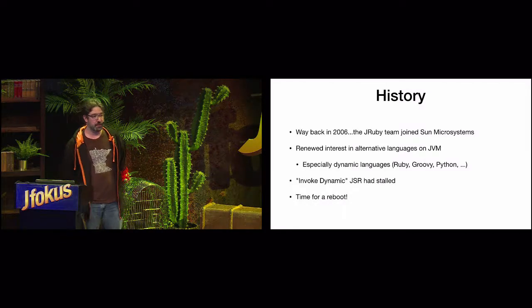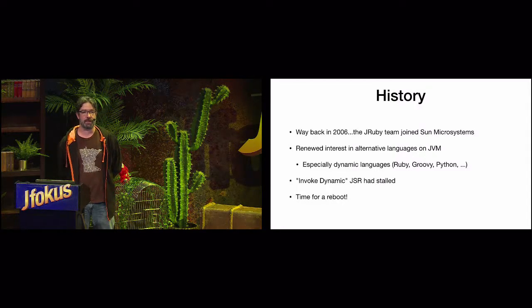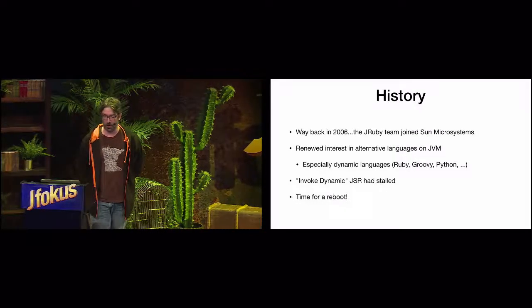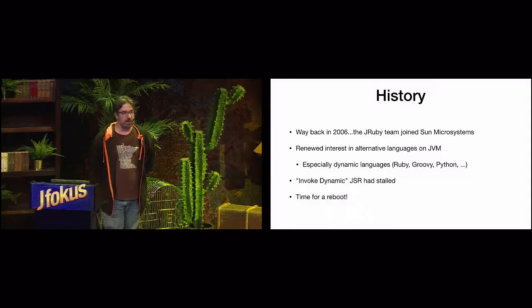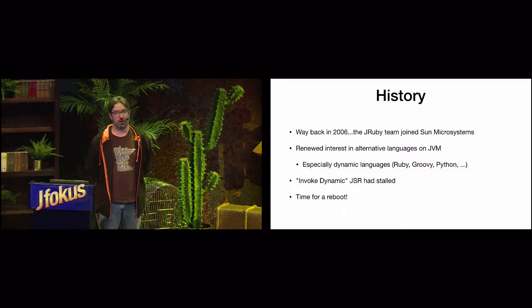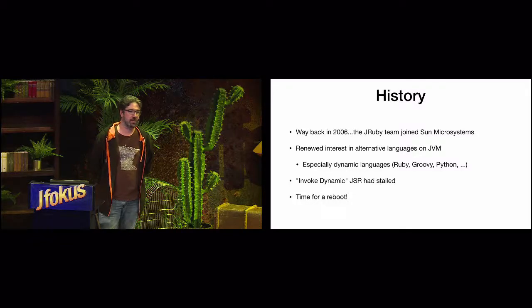First time anyone other than the main Ruby implementation had done that. That sparked a lot of interest at Sun Microsystems, and maybe we can make this language be a polyglot VM. Maybe we can bring more than just Java to the platform and support them well. Also around this time, there was a JSR called the Invoke Dynamic JSR, JSR 292, but it had kind of stalled. Nobody really was sure how to implement it or what the best way to represent it on the JVM was, so it was kind of time for a reboot.